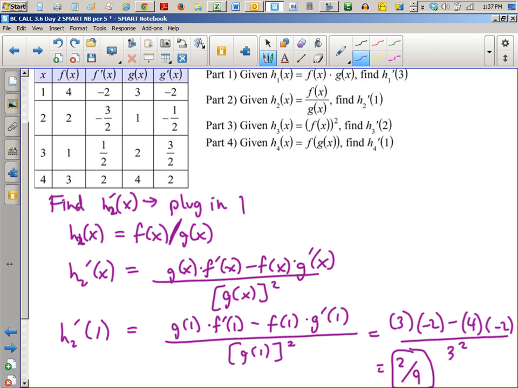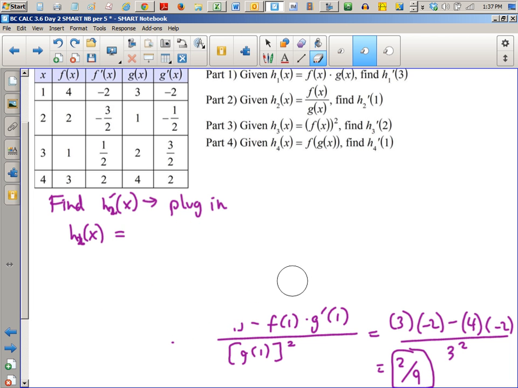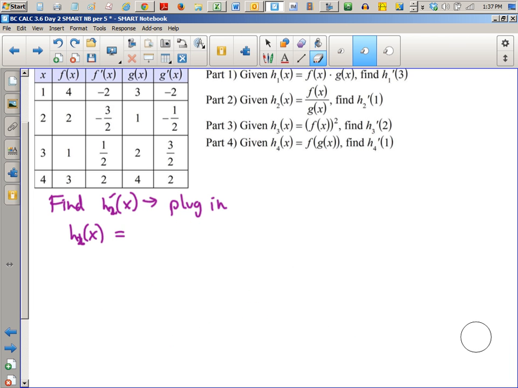h3 of x. Can I erase number 2, part B here? Everybody got it? Okay, so this time the function's name is h3. We're plugging in 2 because they asked for h3 prime of 2. But the function is f of x quantity squared.